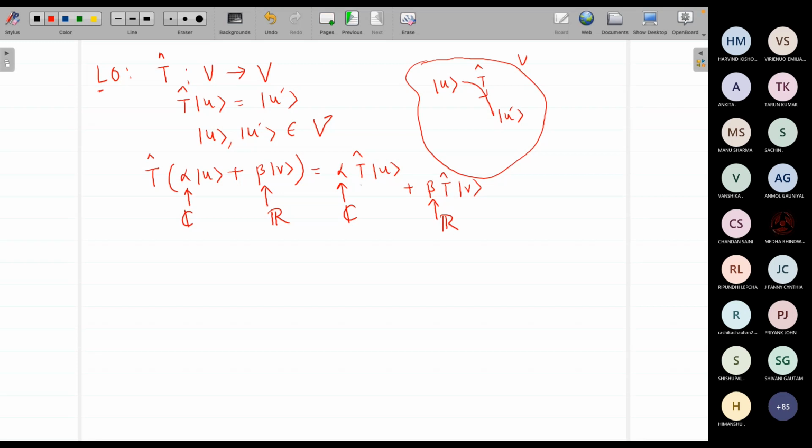You got the point? Yes, sir. So in case alpha and beta are real, then here also I'm talking about real. But this is the portion which is coming from my linearity. This is not coming from my operator portion. The operator was allowing me to go from one space to another.